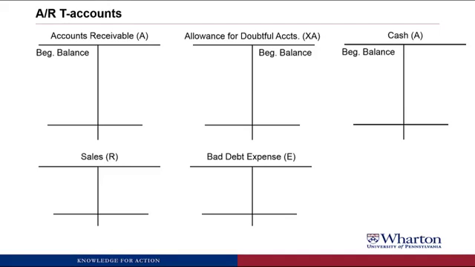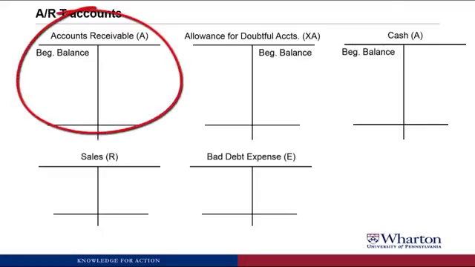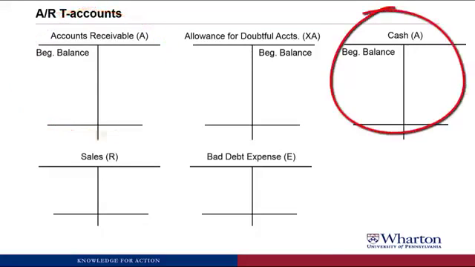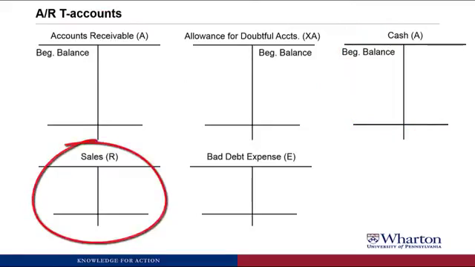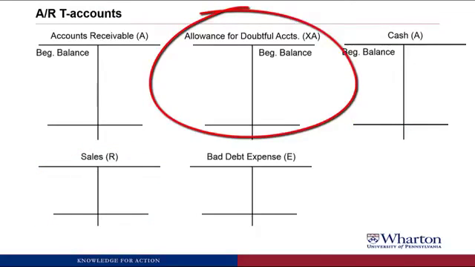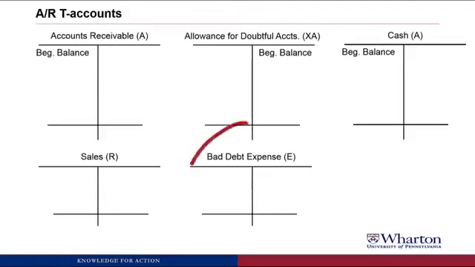So these are the T accounts that we're going to track through in this example. We've got accounts receivable, cash asset accounts, and a sales revenue account. And then we're going to have an allowance for doubtful accounts contra asset account. So that's going to have a credit balance, and a bad debt expense account.